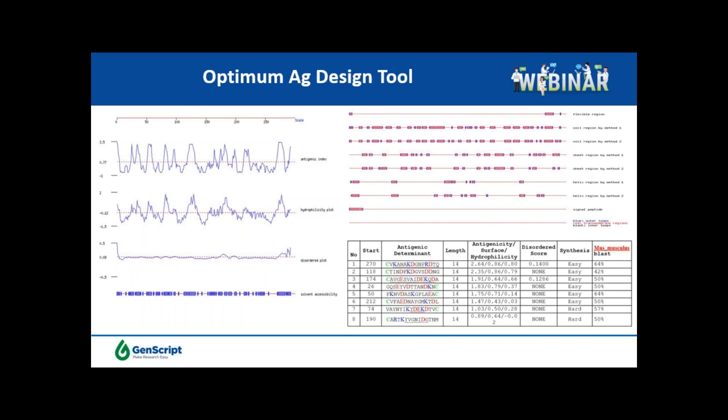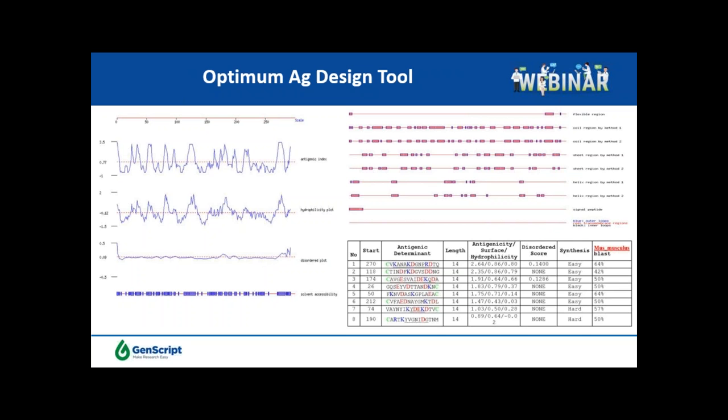Antigenicity index is a little bit small here, but antigenicity index indicates the possibility of raising a decent immune response. Hydrophilicity plot reveals the localization of the corresponding amino acid in terms of inner core versus outer region, or cytosolic versus transmembrane regions. Disorder plot shows the similarity between the linear peptide versus its natural conformation in the folded protein. Solvent accessibility is similar to hydrophilicity.